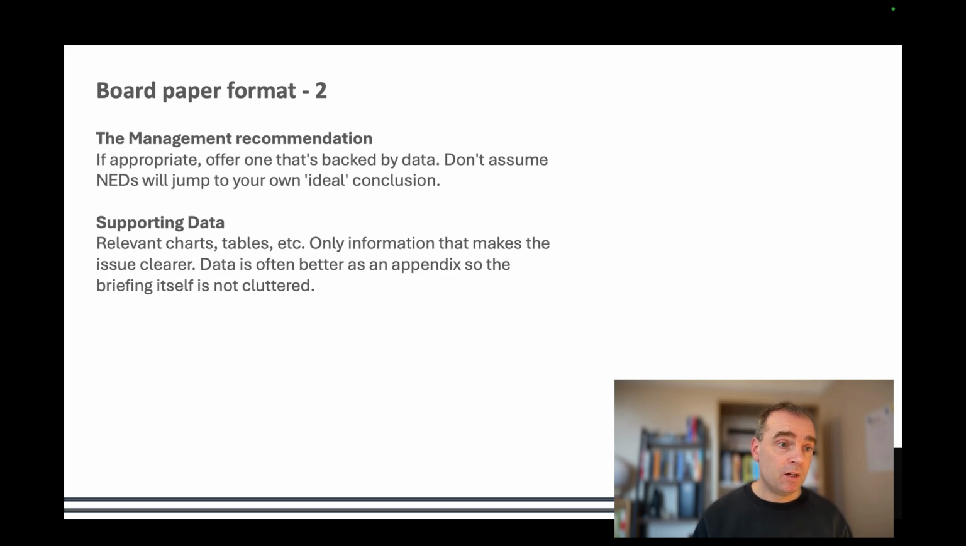So that means relevant charts and tables. Only information that adds clarity to the issue. Data is often better provided as an appendix. So if you have non-execs that you know are going to be really keen to see the raw data, provide the big tables and lots of numbers as a separate appendix to your board papers. In most cases, you need to provide the right chart or the right table that clearly shows what this issue is all about and why a certain decision is required.